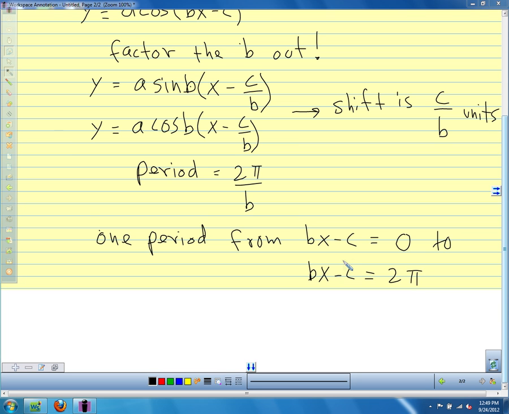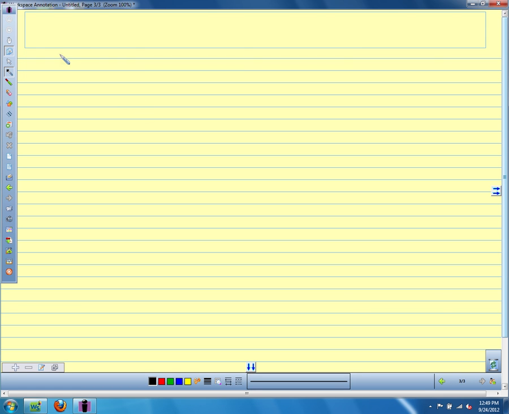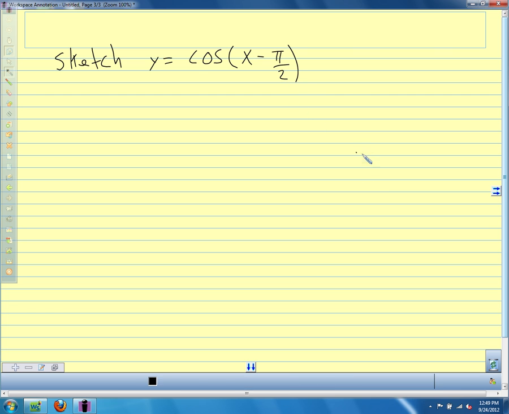So let's look at an example of a shifted cosine function. The only difference between what we've done from Friday is now we're shifting our function left or right. So we want to sketch y equals cosine of x minus pi over 2. Let's identify all of our numbers here. What is a in this function? A is 1. Our amplitude is 1.